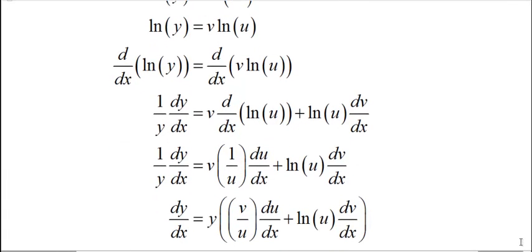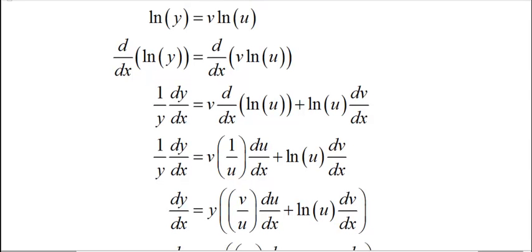Now, let's do these derivatives. There's one derivative here that's left. The derivative of natural log of u is 1 over u times du over dx. Okay? Finally, we're trying to find dy over dx. That's what we're looking for. So we're going to solve for that by multiplying both sides by y.